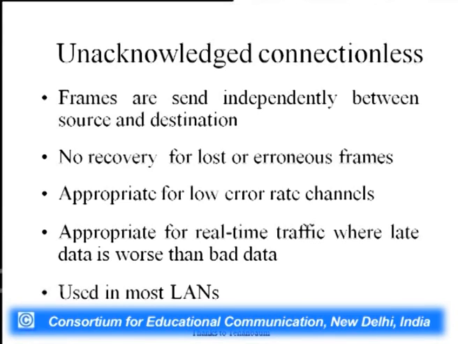Now, what we are saying is that in an unacknowledged connectionless service, frames are sent independently between source and destination. That means each frame is independent of the others, and there is no recovery for lost or erroneous frames. If there is an error in the frame, it is not taken care of, there is no recovery. If the frame is lost, there is no mechanism, it is lost. Then it is appropriate for low error rate. These kinds of services are useful when the error rate in the channel is low. That means channels are more reliable and there is very little probability that the channel will have an error.